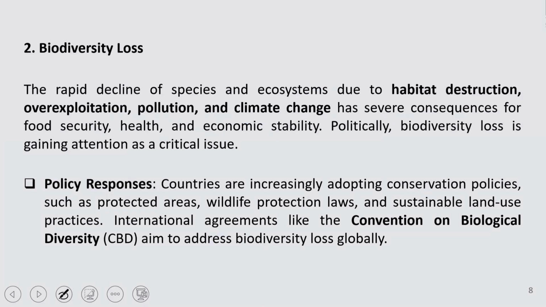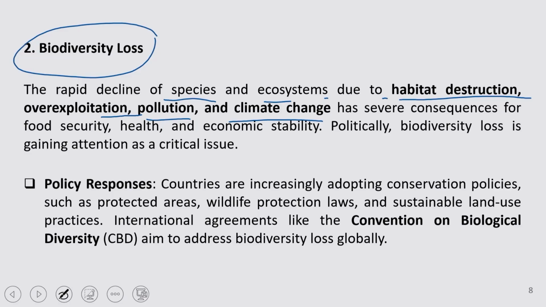Secondly, now we will be seeing another important global environmental issue, biodiversity loss. So here the question comes: what is called biodiversity loss? It is the rapid decline of species and ecosystems due to habitat destruction, over-exploitation of resources, pollution, and climate change, which has severe consequences for food security, health and economic stability.